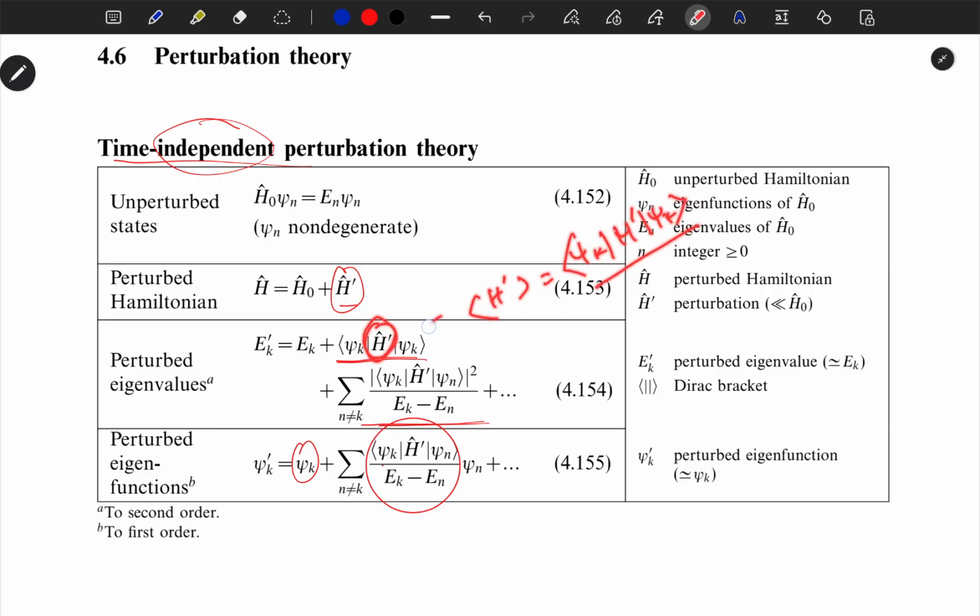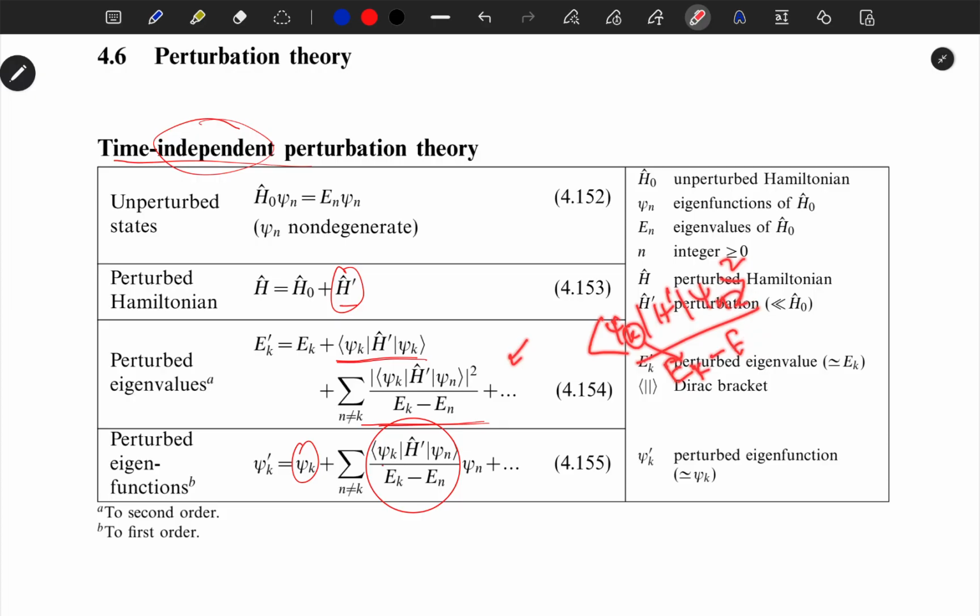This is the first order correction. Second order correction will be the modulus square of psi k H dash psi n, divided by E with suffix k minus E with suffix n, and it will be summed over all the terms, when n not equal to k. This is the second order correction of energy.